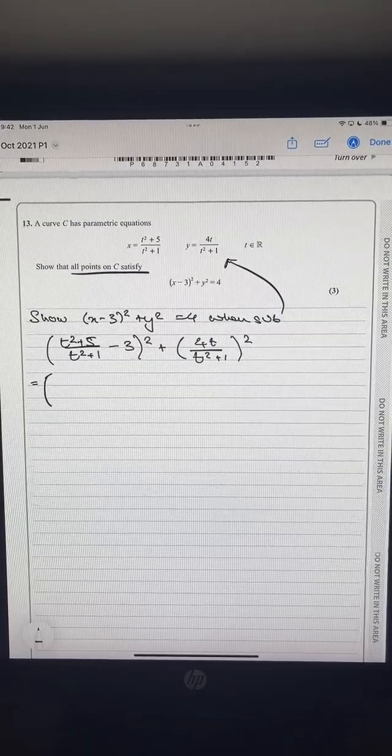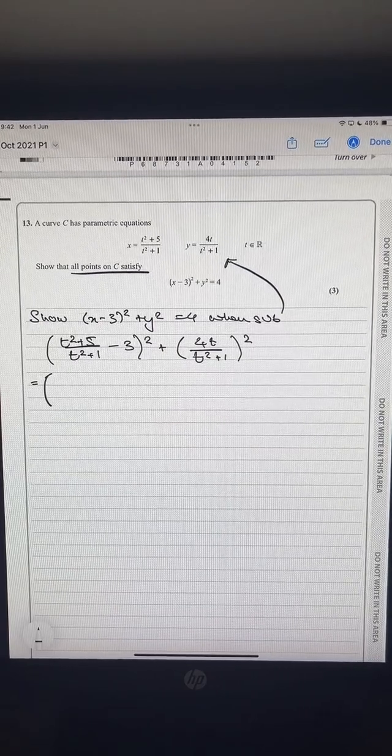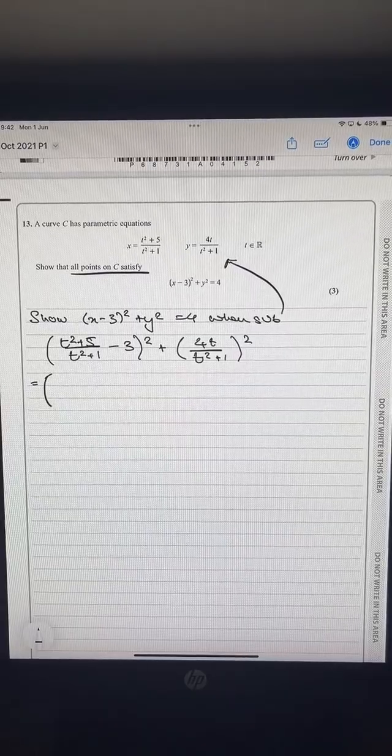That is going to be equal to, now I'm going to make the denominators... Is 2021 a good display of questions? Although, wasn't this a COVID paper? This was a COVID paper.